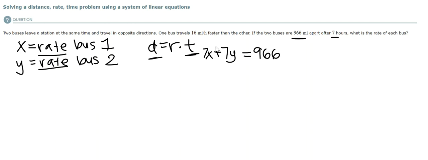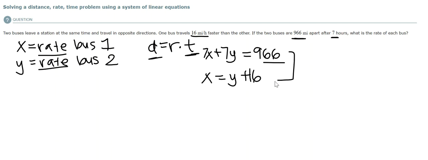So the two distances after 7 hours would total 966, and also one bus travels 16 miles an hour faster. We'll say that's bus 2. So that means that x is equal to the rate of y plus 16 miles per hour. So the rate of x is going to be equal to the rate of y plus 16.